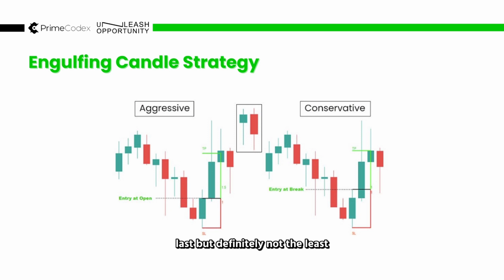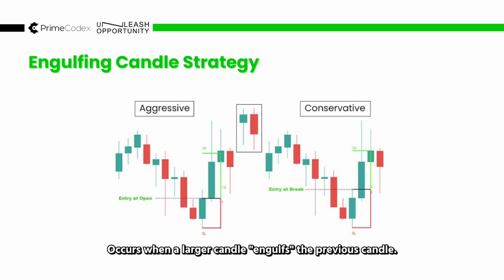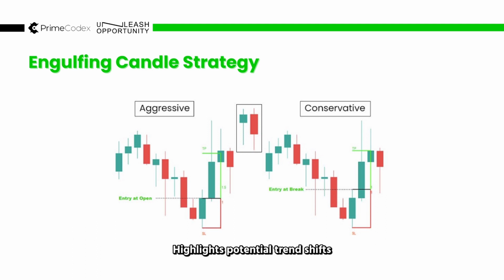Alright, last but definitely not least, the engulfing candlestick strategy. Occurs when a large candle engulfs the previous candle. Highlights a potential trend shift, especially at key support or resistance levels. Example, a bullish engulfing pattern after a downtrend suggests a possible reversal.